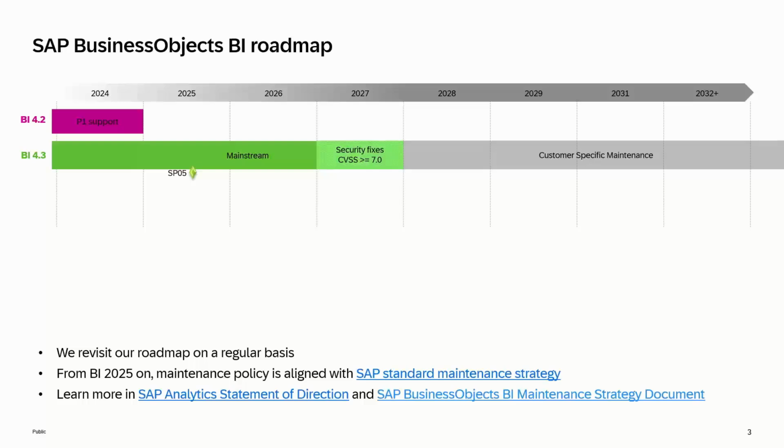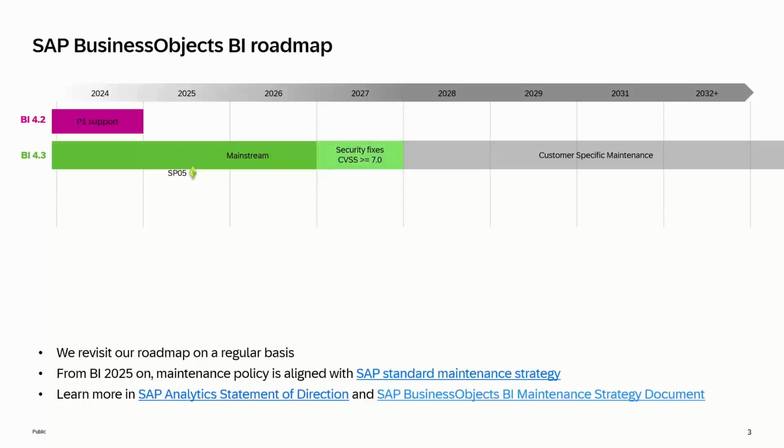Another change we've introduced recently is adding some customer-specific maintenance. It's not available for 4.2, unfortunately. It will be available from 4.3 on and the next releases. During customer-specific maintenance, you can open a ticket. Support will help you and will try to reproduce your issue. In the positive case, there will be a workaround or a fix on the version you're using.